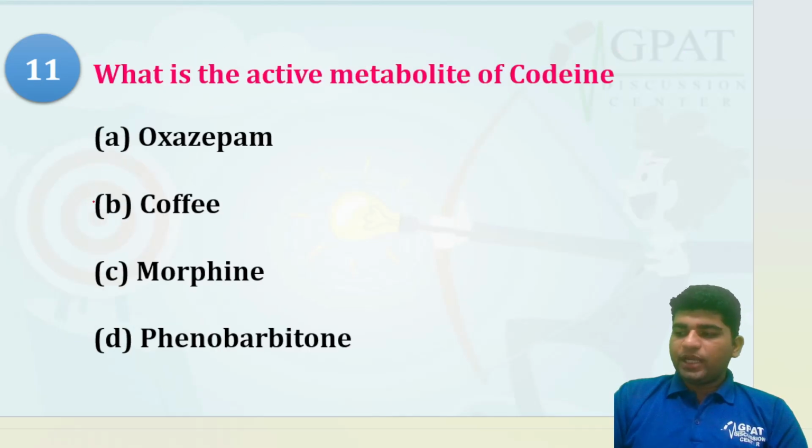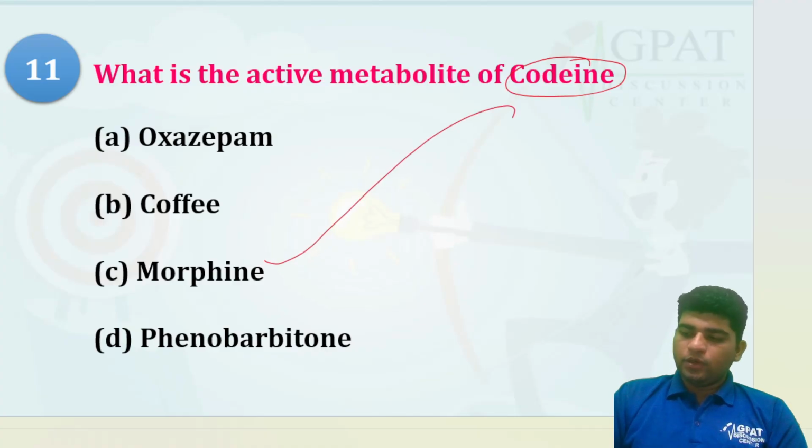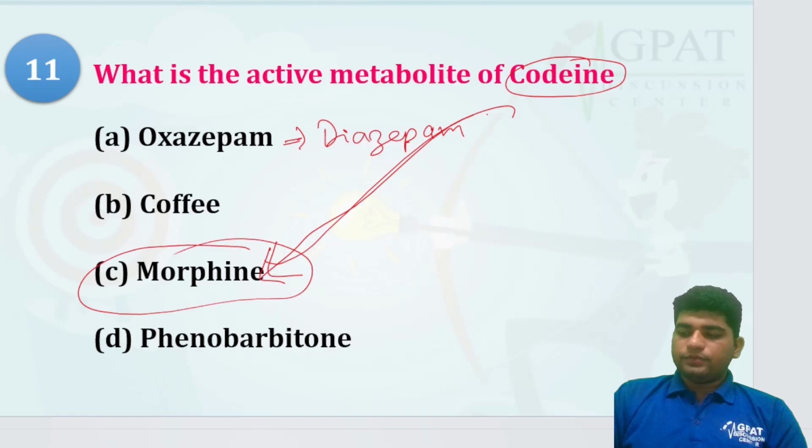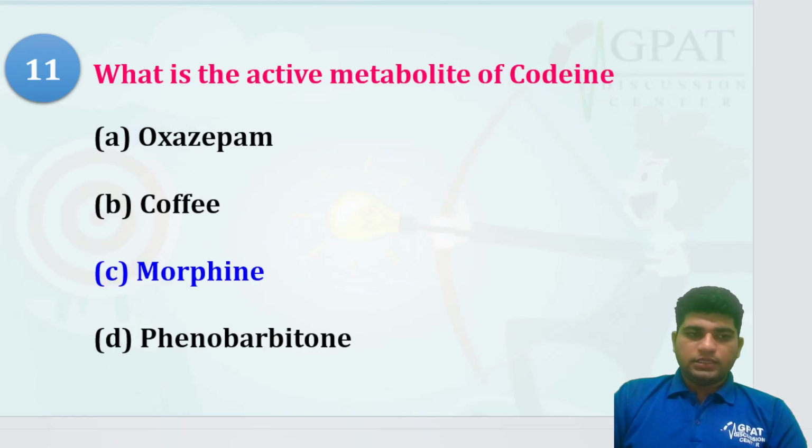What is the active metabolite of codeine, which is an opioid drug? Morphine, oxazepam, diazepam, phenobarbital, and morphine. So codeine is the prodrug, and the active metabolite is morphine. Yes, morphine.